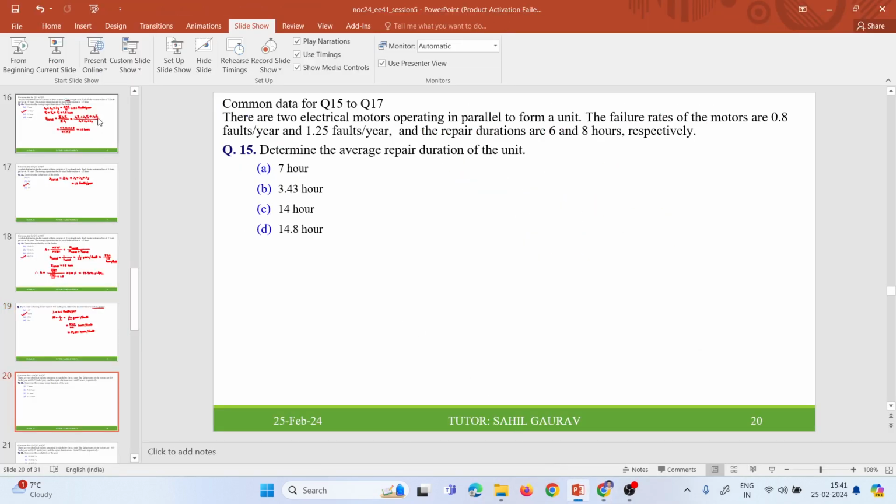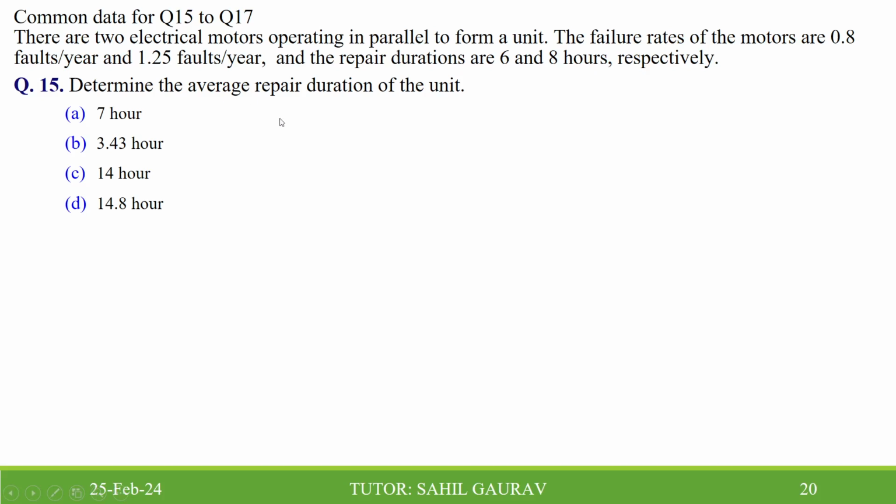Moving to the next part, problems 15 to 17. There are two electrical motors operating in parallel to form a unit. The failure rates of the motors are 0.8 faults per year and 1.25 faults per year, and the repair durations are 6 and 8 hours respectively. You have to find the average repair duration of the unit.